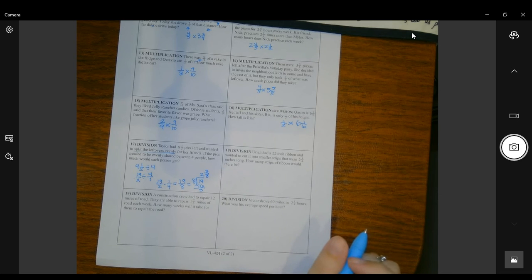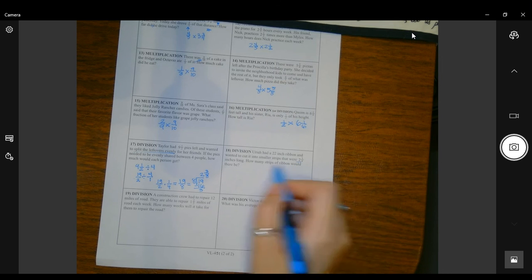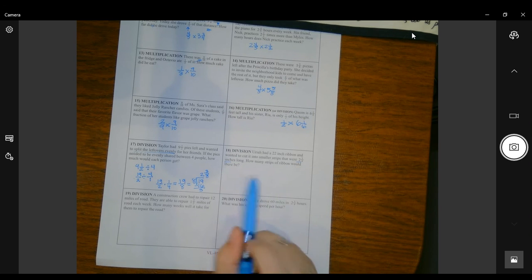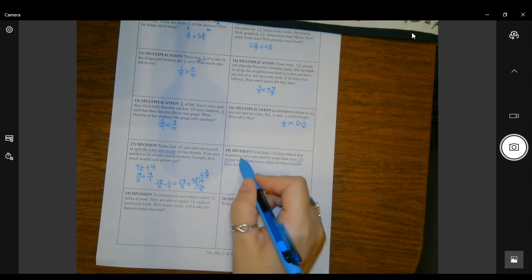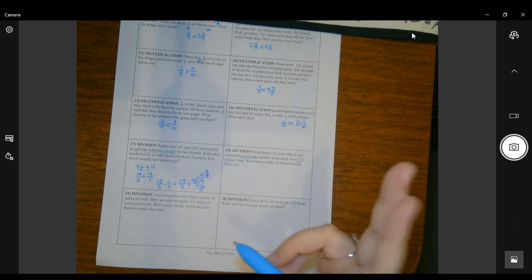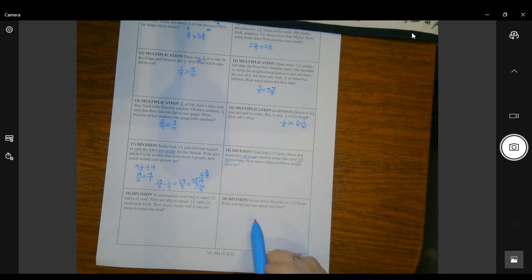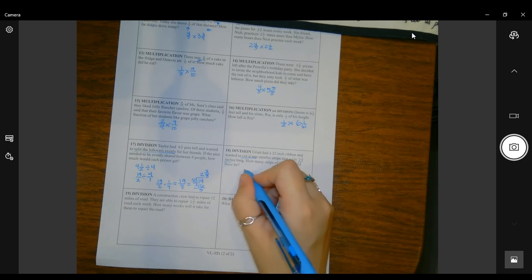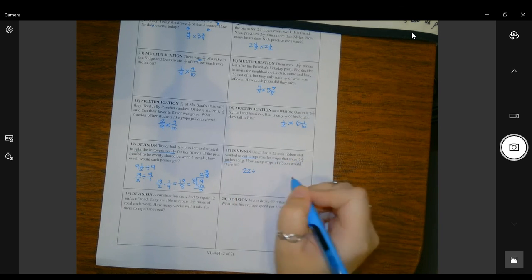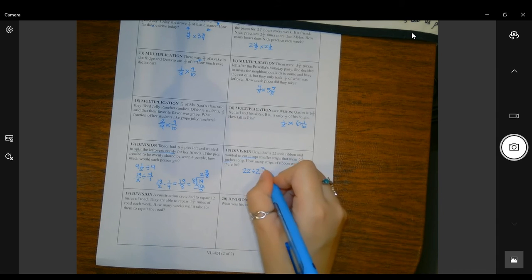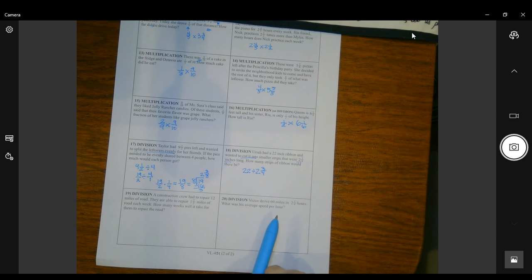Okay, our next one says Uriah had a 22-inch ribbon and wanted to cut it into smaller strips that were 2 3/4 inches long. How many strips of ribbon would there be? What do you think? Well, the trap is to think, oh, you're cutting it, so I'm just going to subtract it. But think about what's happening. You're cutting it into equal strips that are each 2 3/4 inches long. So this is one of those splitting up evenly problems. You're taking your total amount you have and you're dividing it into equal sized pieces that are all 2 3/4 inches. So I'm going to divide it.